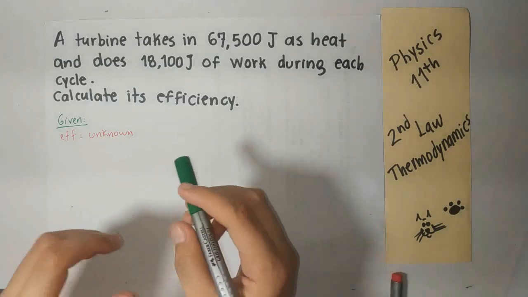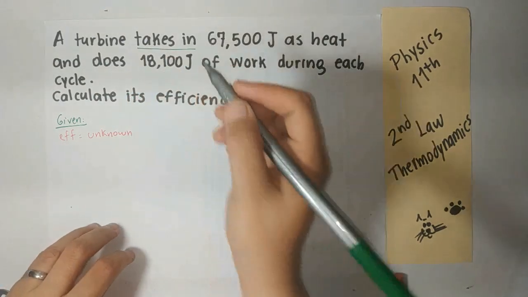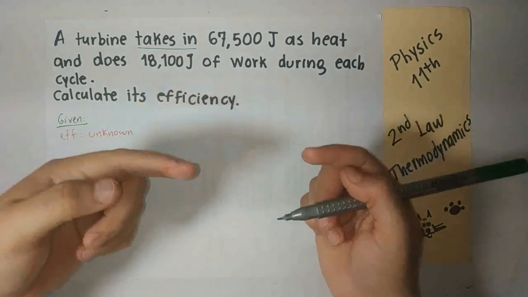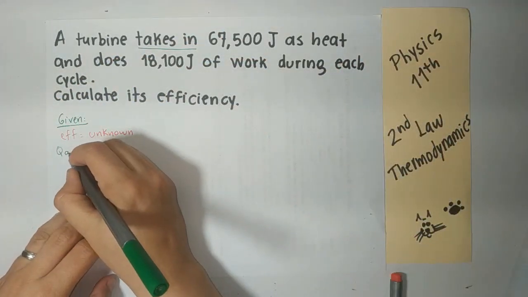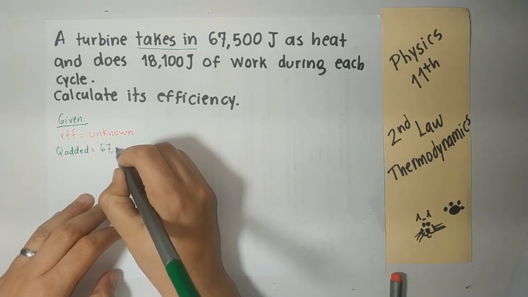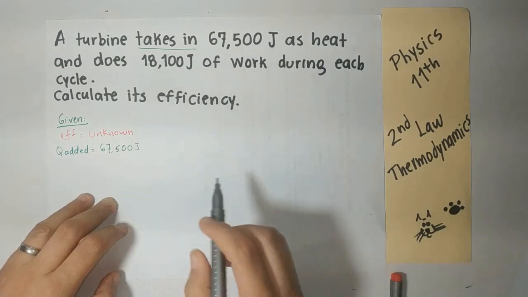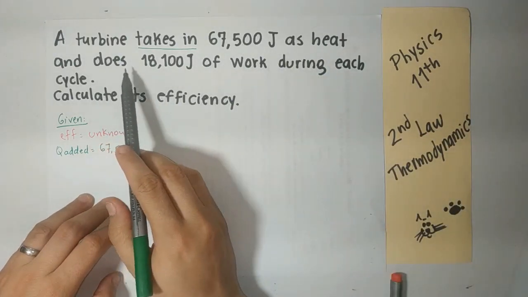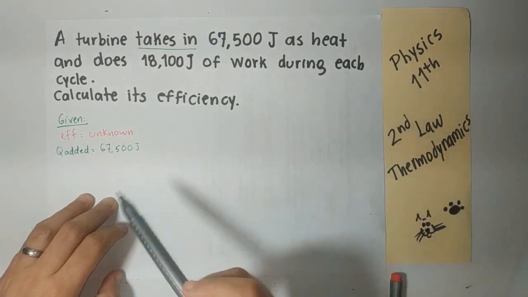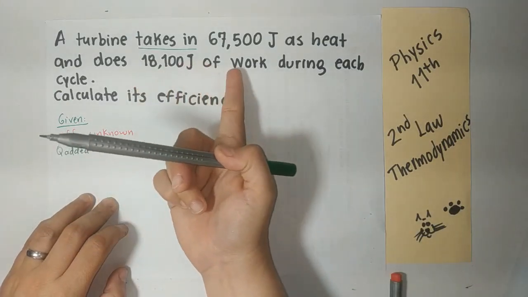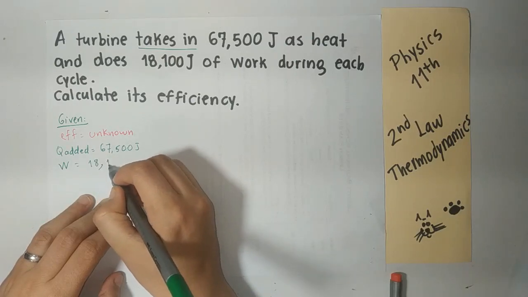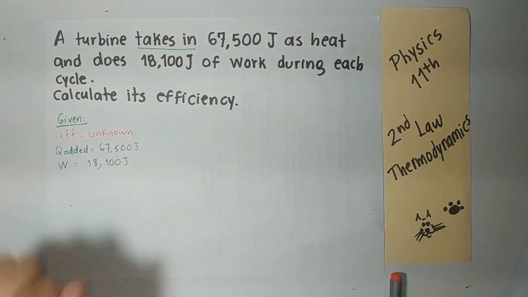It says a turbine takes in. Remember, takes in, dig in. So what is in is added. So we have Q added to the system equals 67,500 joules. And those 18,100 joules of work during each cycle is a different given. As you can see, here we have work. Work equals 18,100 joules.